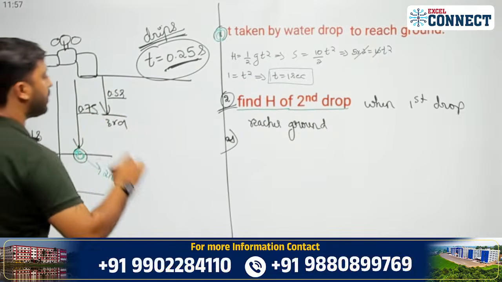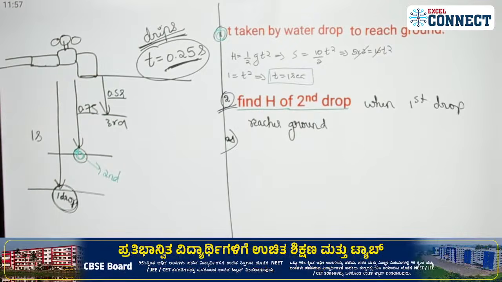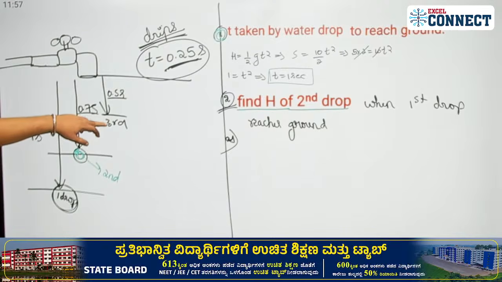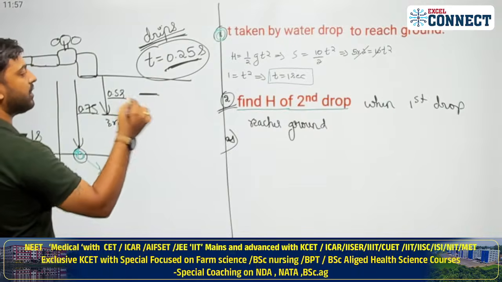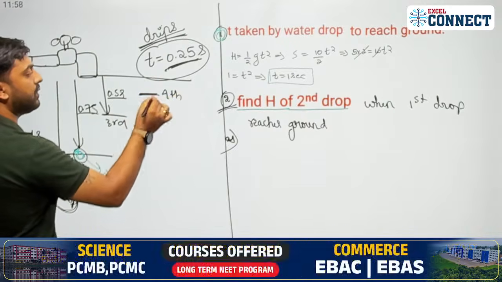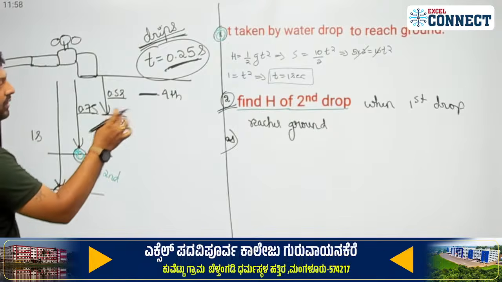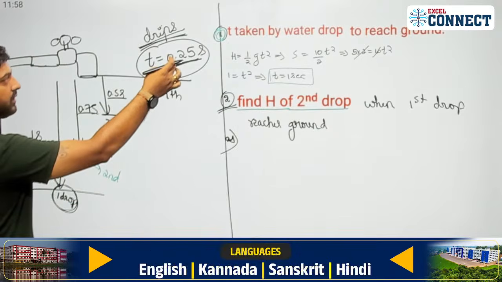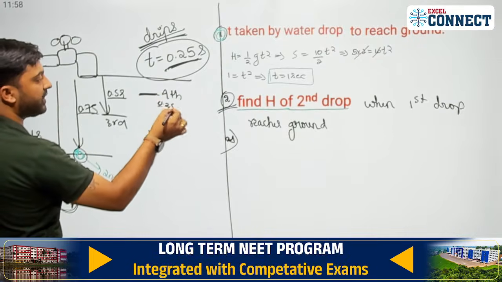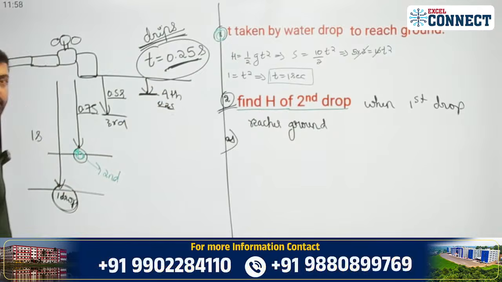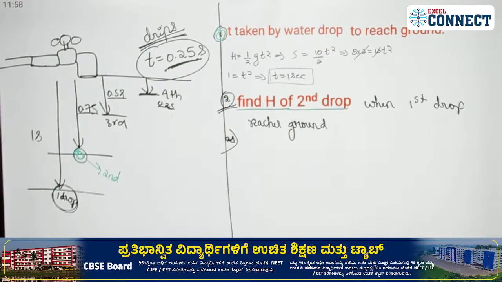Whether the fourth drop will come? Yes, because after 0.5 second, there is a third drop. So after this third drop, there is a fourth drop. What is the time taken? If third drop takes 0.5 second, this will take 0.5 minus 0.25, so this is 0.25 second. So fourth drop will be out. Okay. For fourth drop, it is 0.25 second.